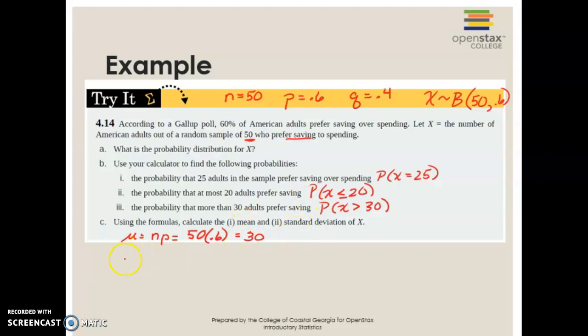Okay? Standard deviation is the square root of N times P times Q. So N times P times Q is 12. And the square root of 12 then is 3.464.